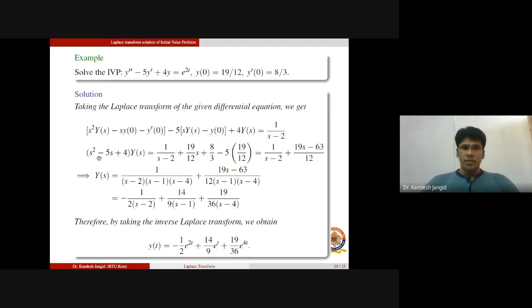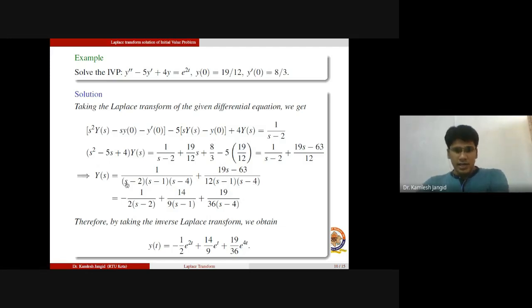Then we get (s² - 5s + 4) times capital Y equals 1 upon s minus 2 plus this term, and if we simplify we get 1 upon s minus 2 plus (19s - 63) upon 12. Now if we simplify this relation for capital Y, we get capital Y equals 1 upon (s - 2)(s - 1)(s - 4), because the linear factors of this quadratic are (s - 1)(s - 4), plus (19s - 63) upon 12(s - 1)(s - 4).